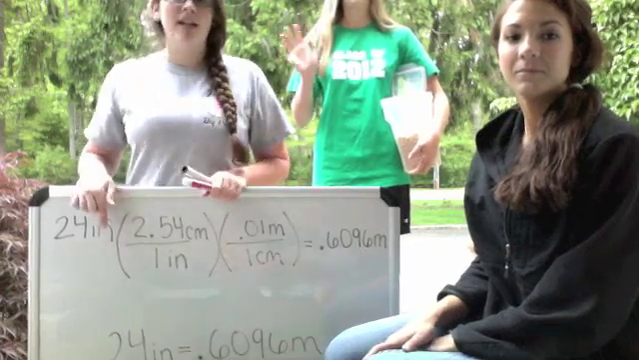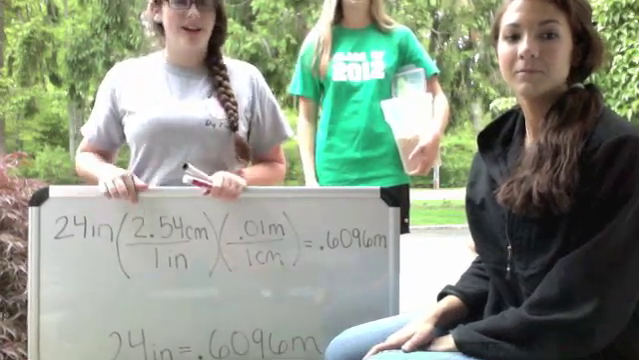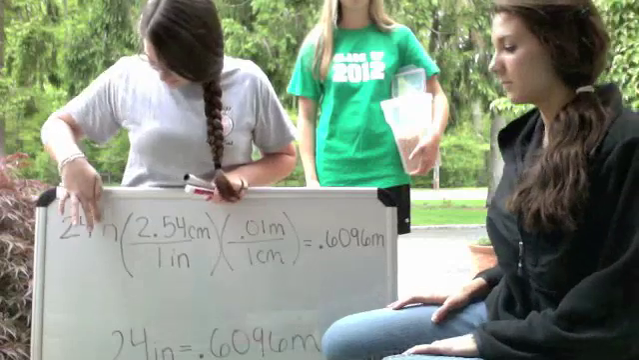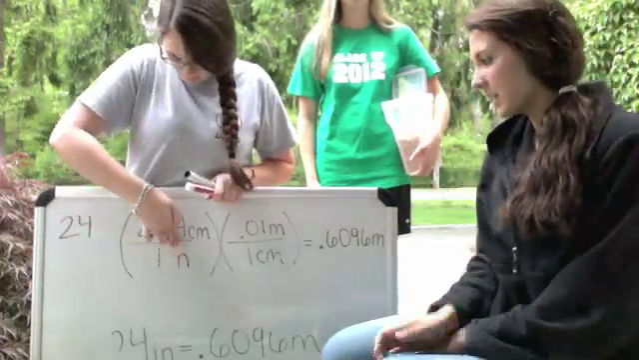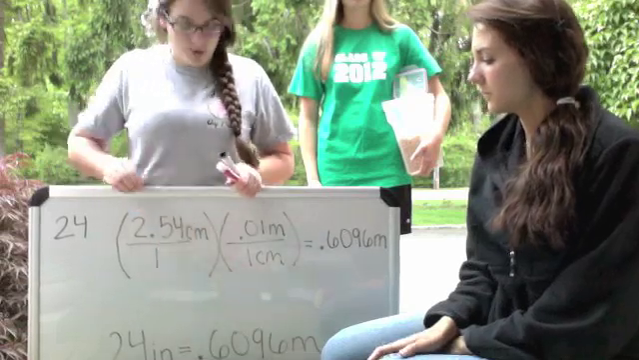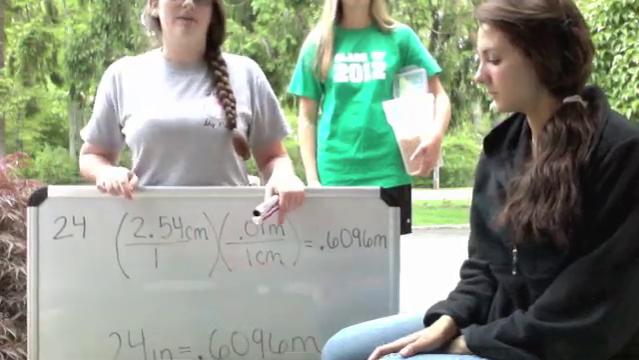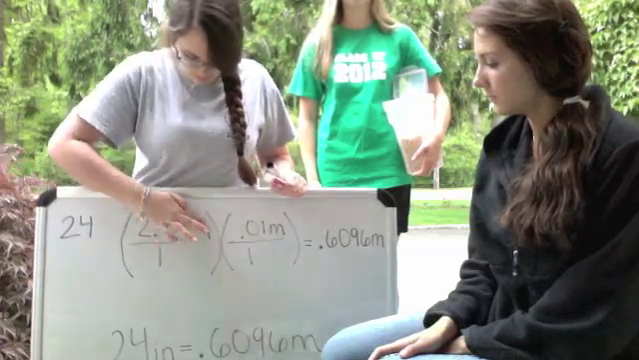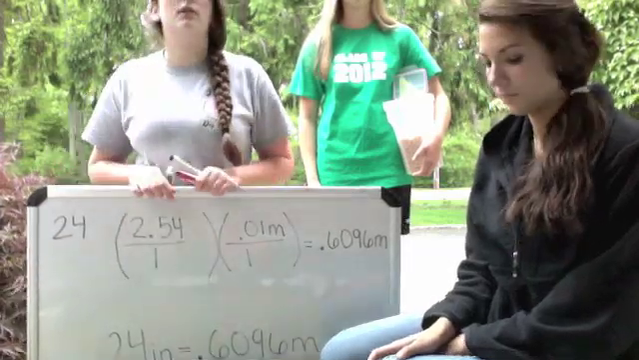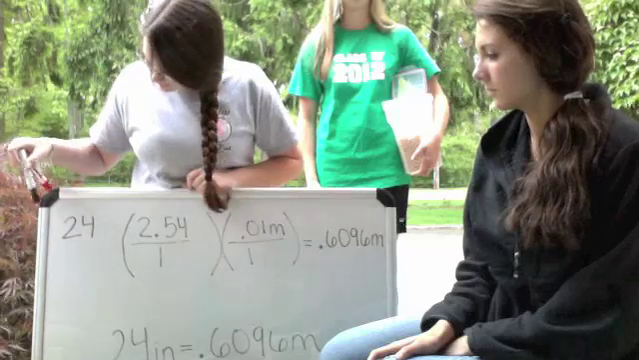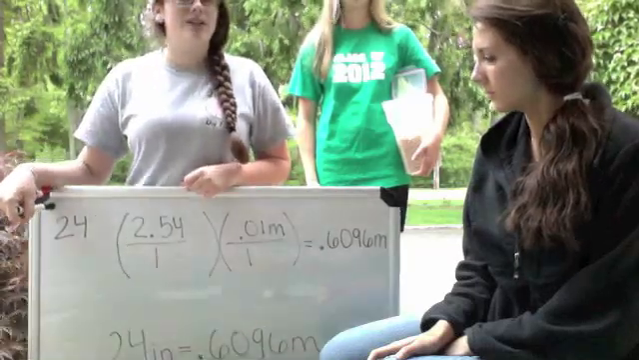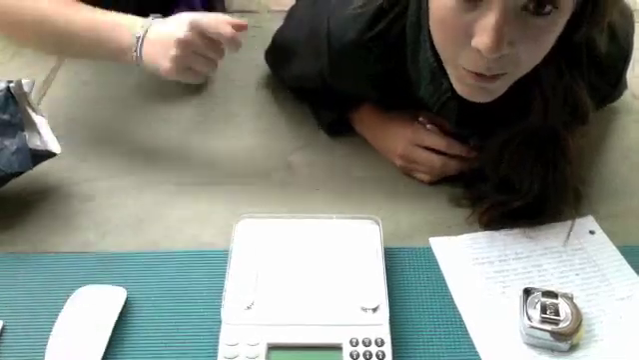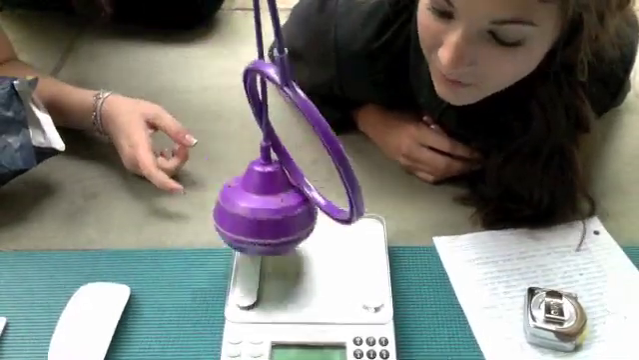There's 1 inch in 2.54 centimeters, and by doing it with this proportion, the inches cancel out, which leaves you with centimeters. Then there is 0.01 meters in 1 centimeter, and by doing it this way, the centimeters cancel out, which leaves you with meters, and then you just have to multiply the fractions in order to get your answer in meters. And by doing this, we found out that 24 inches equals 0.6096 meters.